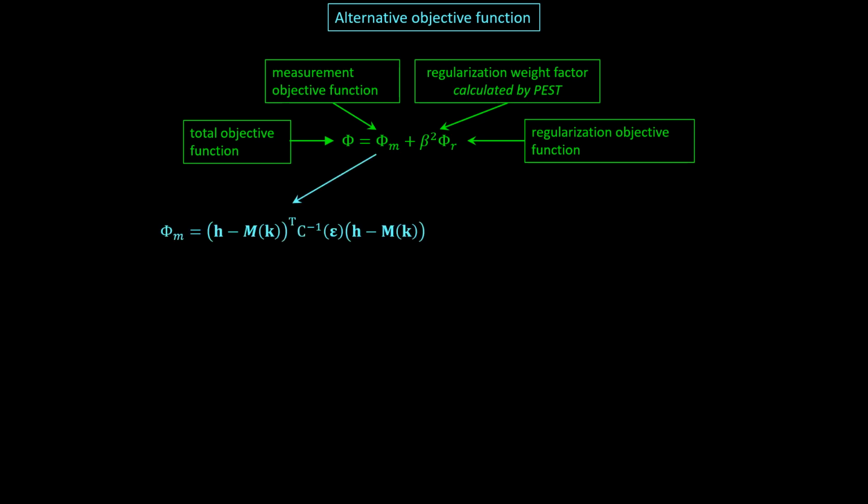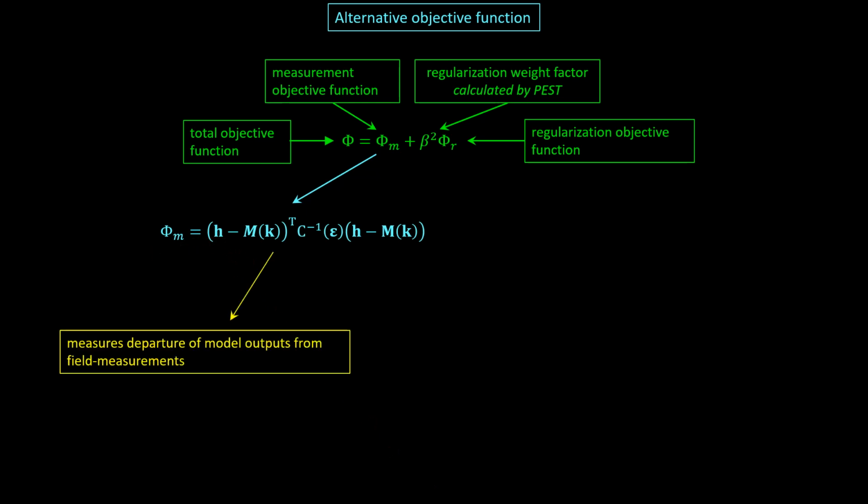The measurement objective function is defined in the same way that we defined the objective function previously. This is the weighted least squares sum of weighted residuals, the sum of weighted differences between model outputs and field measurements. So the lower the measurement objective function, the better the fit. So the measurement objective function measures the departure of model outputs from field measurements.